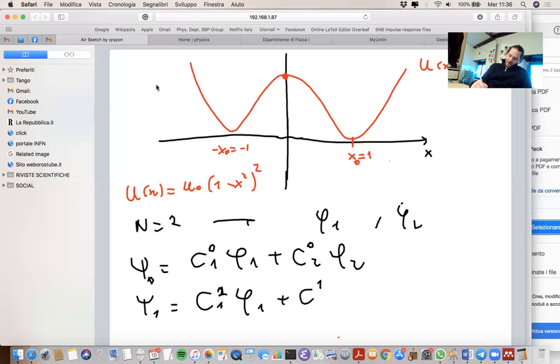The lower index refers to the coefficients that I'm expanding, and the upper index reminds me that these are the coefficients for the ground state, and these are the coefficients for the first excited state. Okay, so the game I want to play with you is to try to guess what a good function would be.